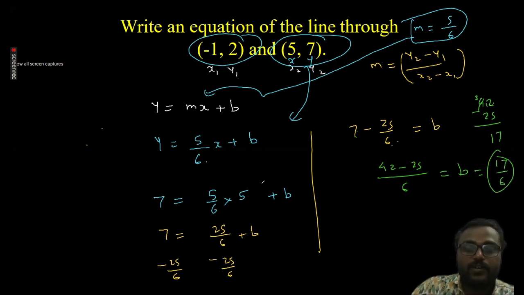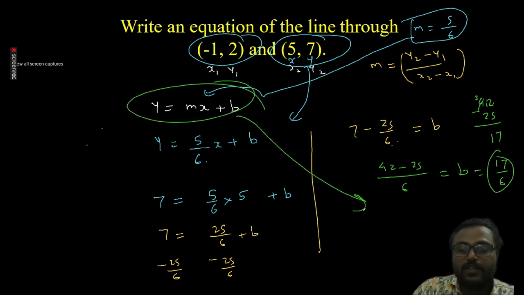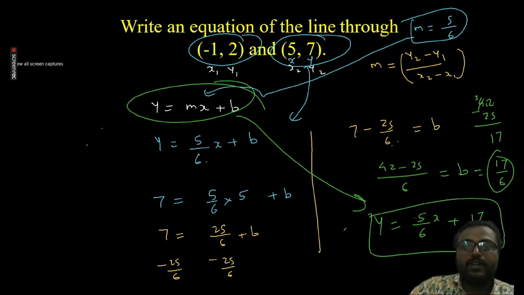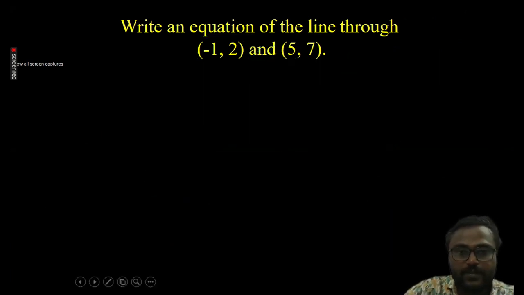And let us just put it into this equation. So the equation of the line would be y equals, the slope was 5 over 6x plus 17 over 6. So this would be the equation of the line passing through these 2 points. Let's move on to the next question.